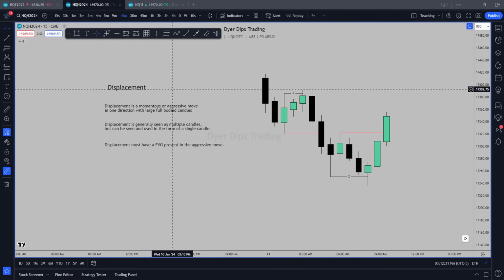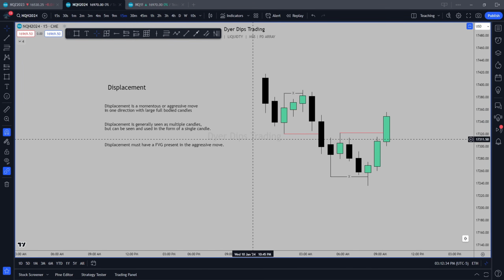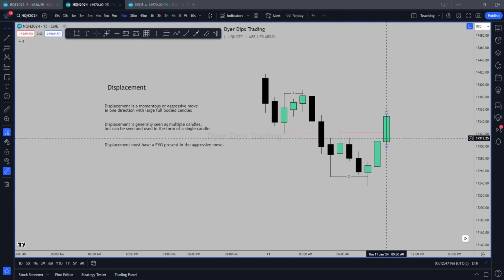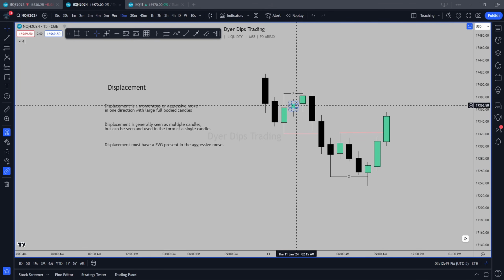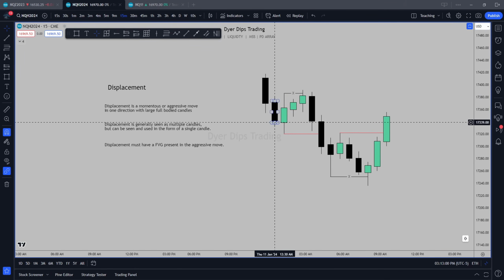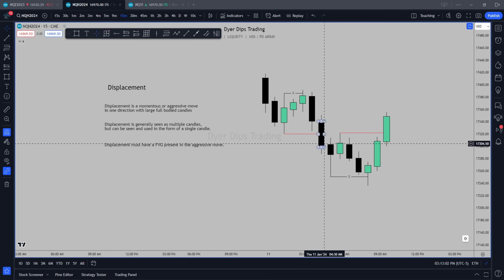So to me, displacement is a momentous or aggressive move in one direction that is going to have large, full-bodied candles. So if you take a look at these black candles here, you can see there are big bodies on these candles, and they are large and they're moving with aggression and momentum. Same can be said for these green candles here. Whereas if we take a look at these green candles here, this is going to be relatively small bodies in comparison. There's not a lot of momentum or aggression behind these candles, and they have large wicks instead of large bodies. This is not considered displacement, and this is.